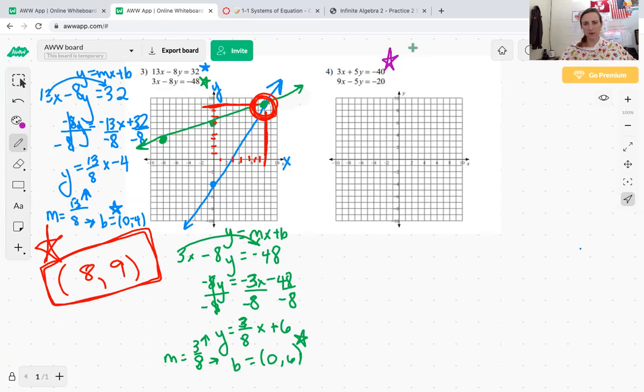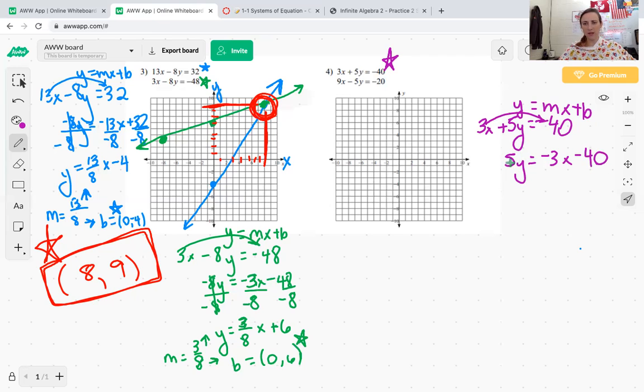So number 4, I'll do my first equation here in purple. So we got our 3x plus 5y is equal to a negative 40. Once again, we want it in slope-intercept form, so y equals mx plus b. We want to keep our y here on the left, so positive 5y stays, which means I'm going to take my positive 3x over and make him a negative 3x. Drop down my minus 40.